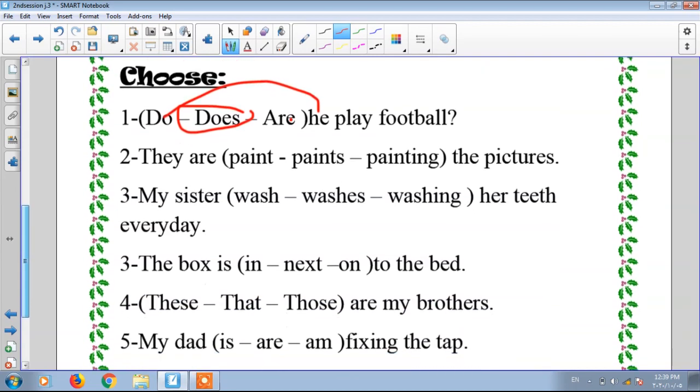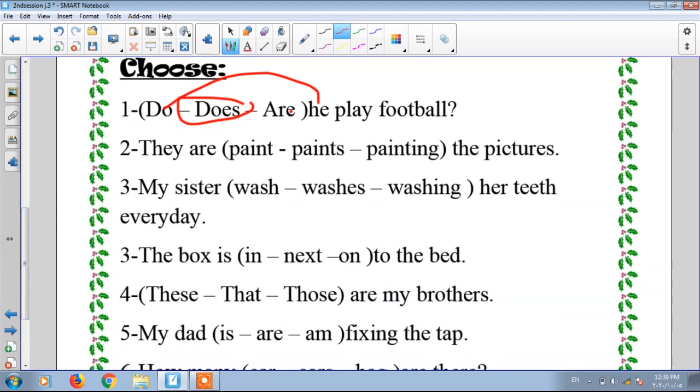Number 2. They are paint or paints or painting the pictures. Here we have what? They. Are. Here we have are. After are, we add what to the verb? We add s? No, we add what? ing. They are painting.